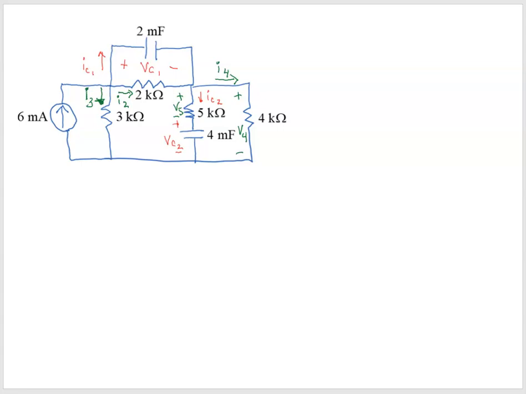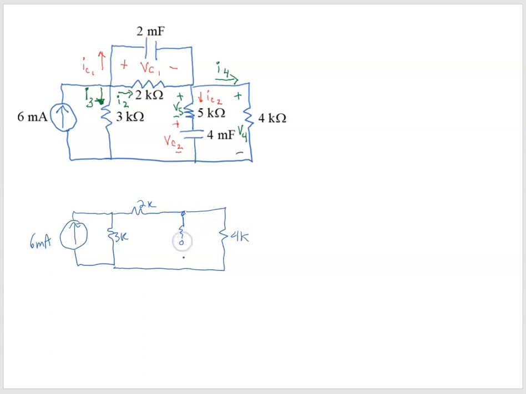For that, another way we can do it is if we redraw the circuit. And there's our 6 milliamps, and it's the same way. It's just redrawing the circuit and using fewer equations. So that's our 3 kiloohms. There's our 2 kiloohms, 2K, and there's our 4K. Now this is a resistor, right?